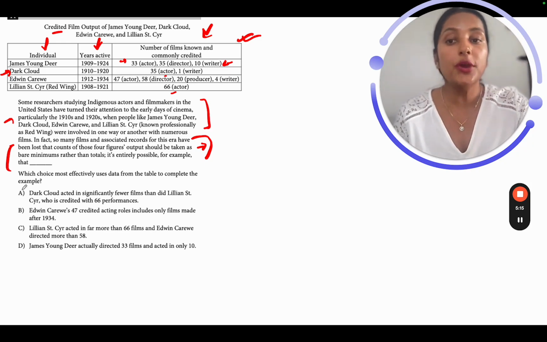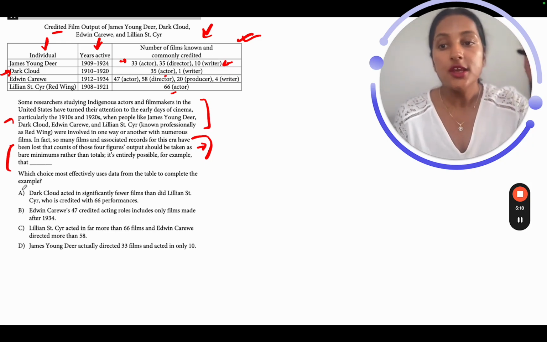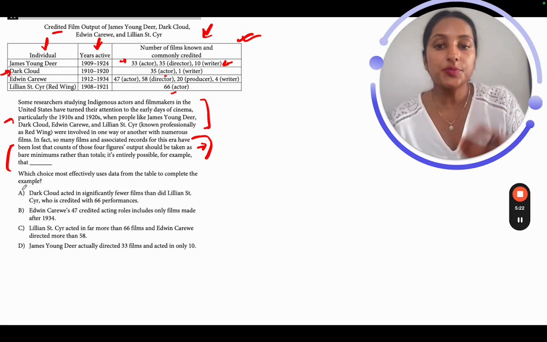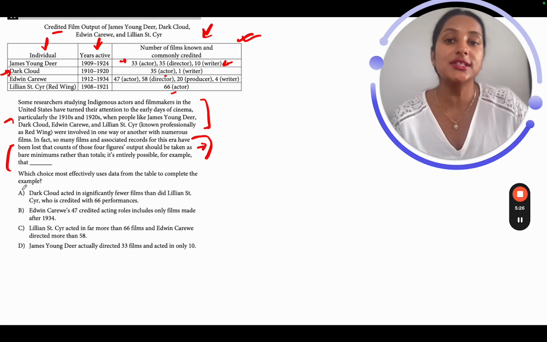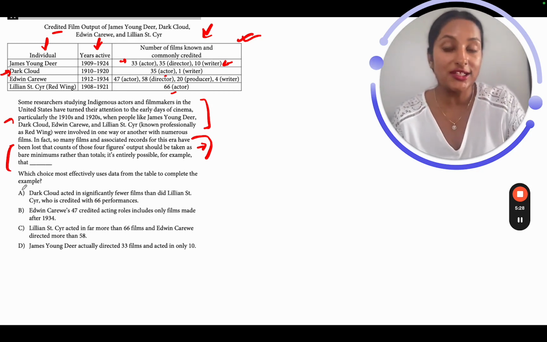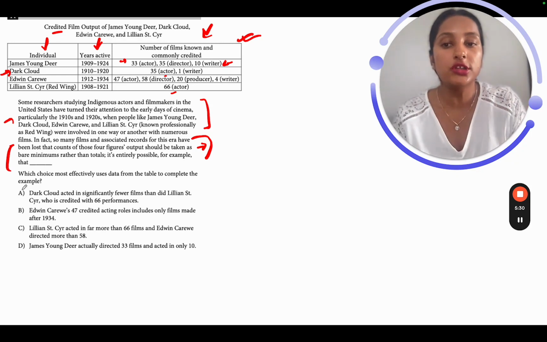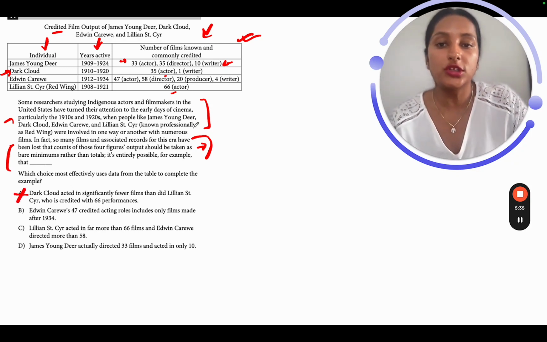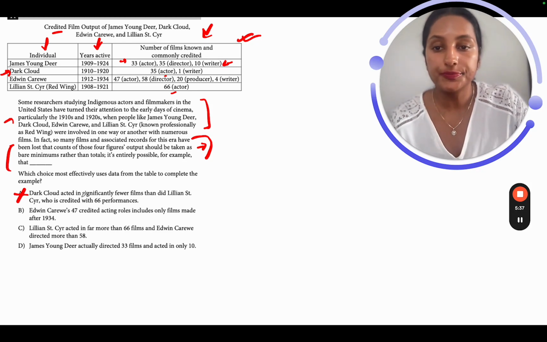I have to prove the more aspect, correct? So this is simply stating what's been given to us, correct? But this person, Lillian, has definitely worked on more than 66 films, because that's what the record is showing. So she's definitely worked on more than 66 films. So this is definitely out. It's not really proving what the example has stated over here.